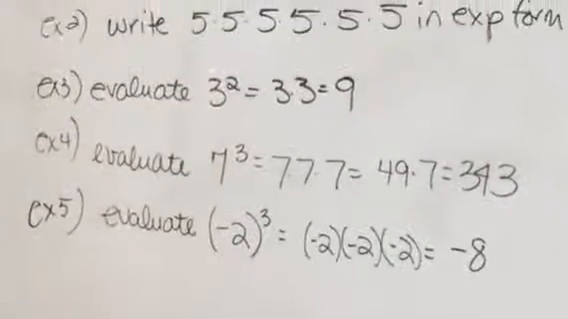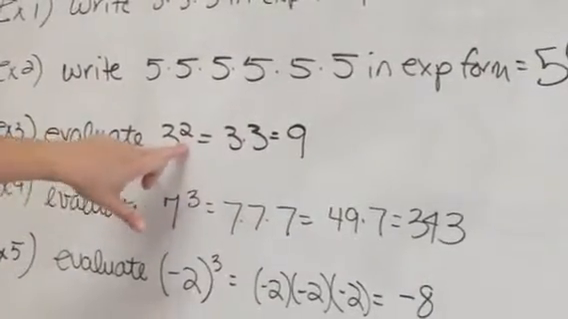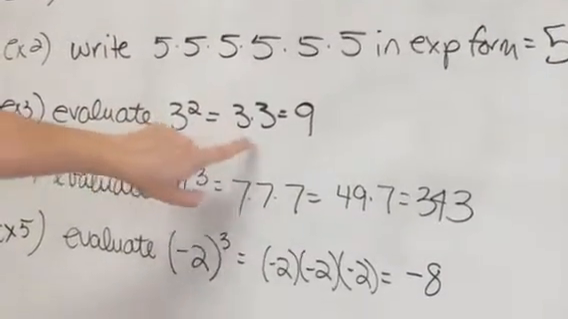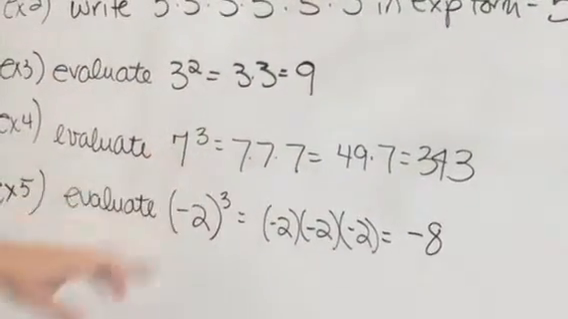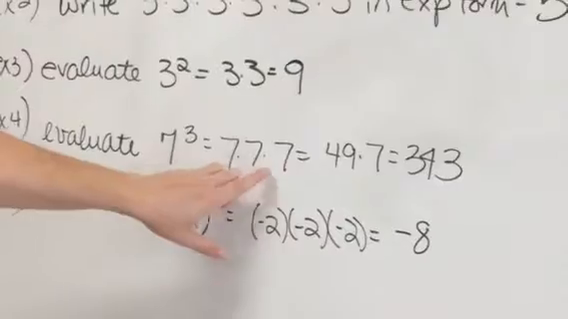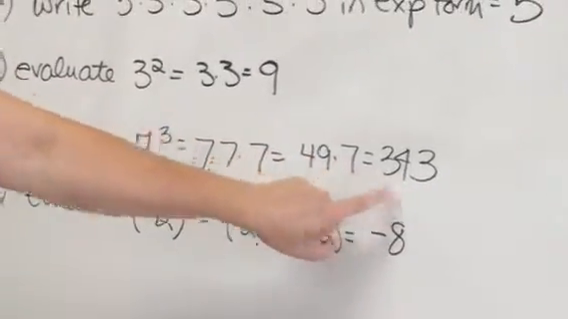Evaluate 3 squared. Okay, so now we're evaluating. 3 squared does not mean 3 times 2. It means 3 times 3. 3 times 3 equals 9. Evaluate 7 cubed. So you write 7 times 7 times 7, which equals 49, times 7, which equals 343.